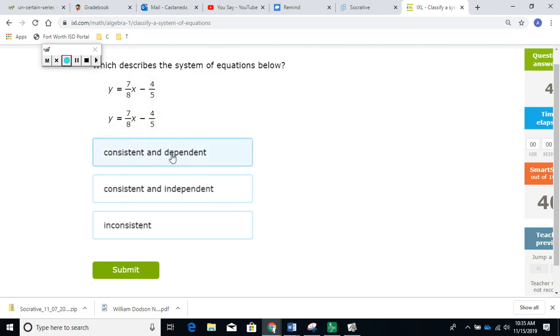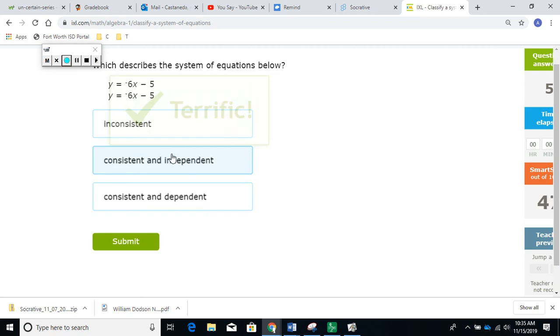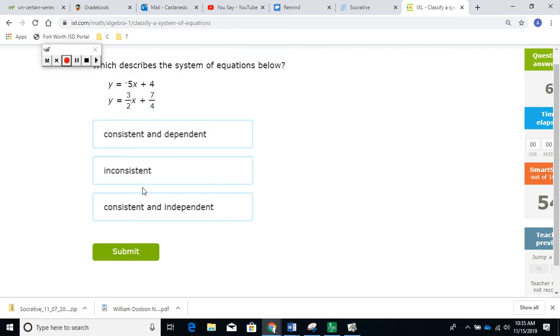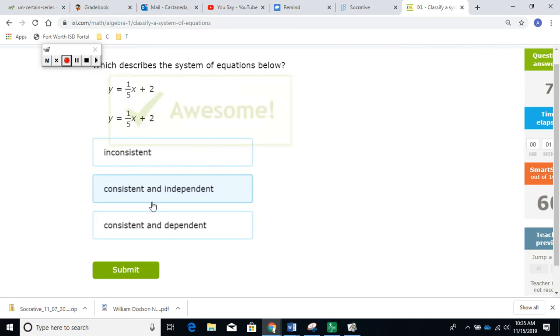Are they the same everything? Yes. They're the same everything, dependent. Are they the same everything? Yes. Dependent. Are they the same anything? All different, so it's independent. Same everything? Dependent.